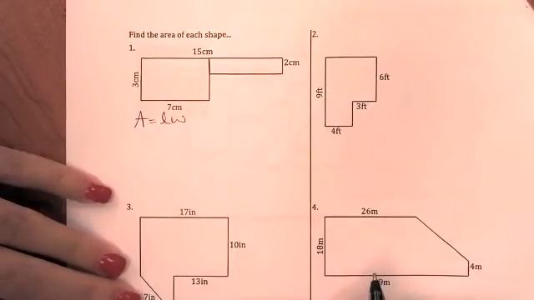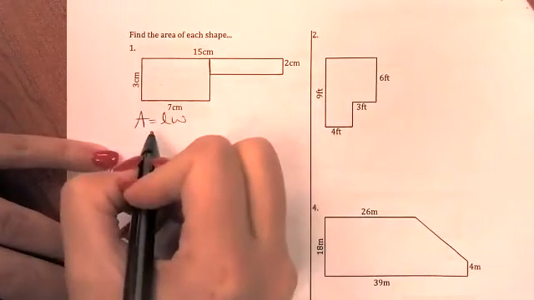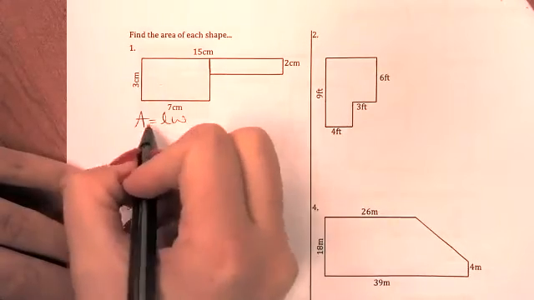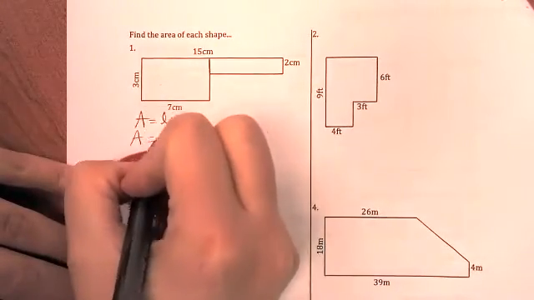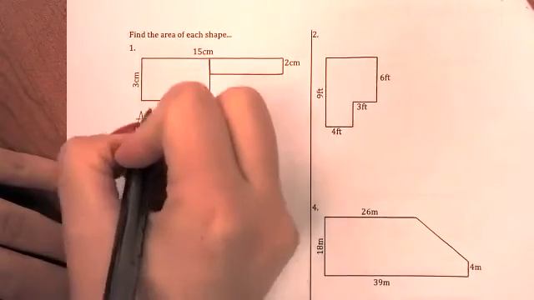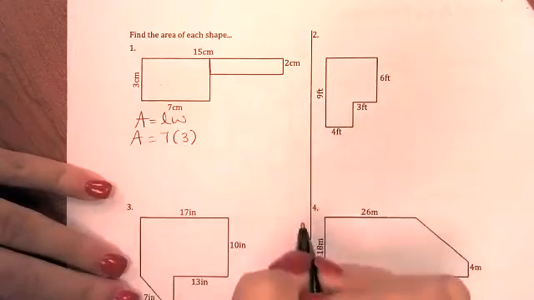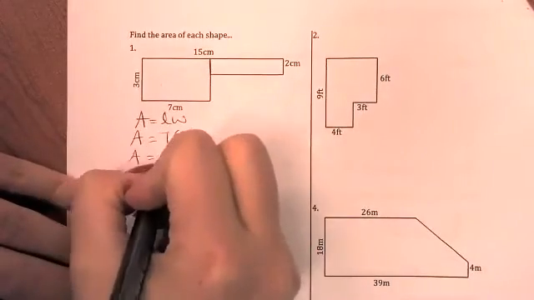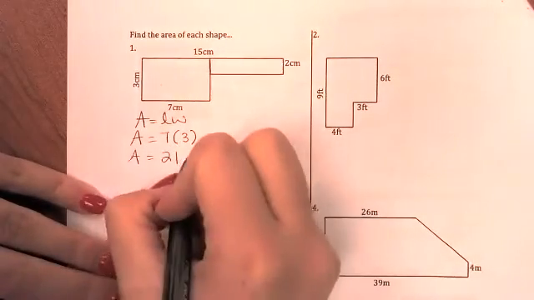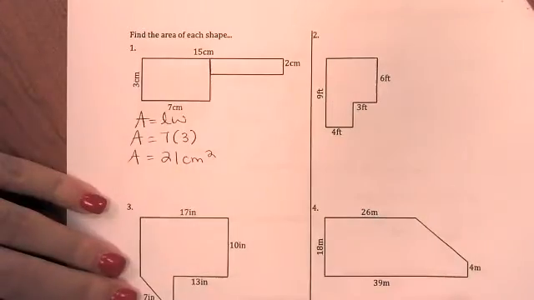It is a rectangle, so we're going to use our area of a rectangle formula. Area equals length times width, where the length is 7 and the width is 3. 7 times 3 gives us an area of 21 square centimeters.